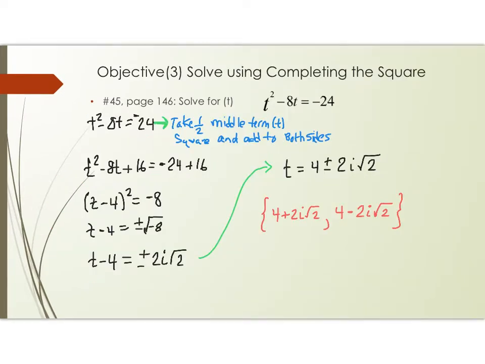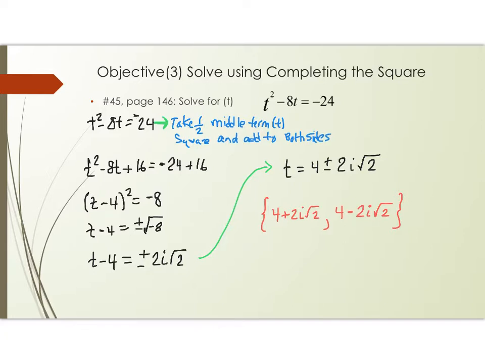The next objective is solving by completing the square. In completing the square, we're going to set the equation ultimately equal to 0. What we're going to do is take the middle term, the t term in this particular case, take half of its coefficient and square it, and then add it to both sides of the equation. So this is problem number 45 on page 146.